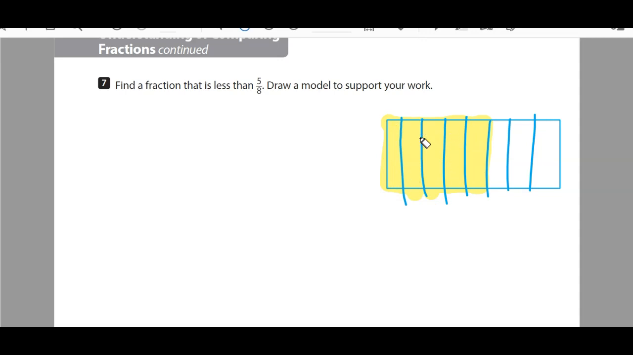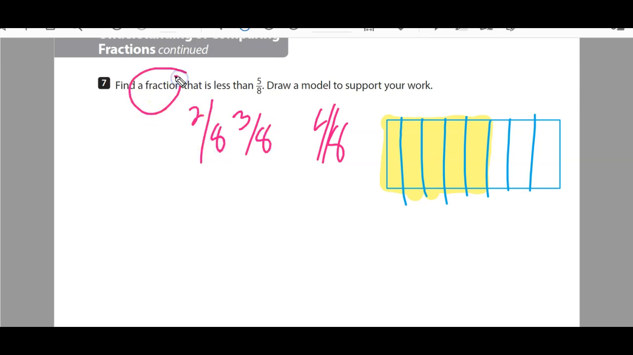But I need to find a fraction that's less than that, right? So what could be something that's less than 5/8? 4/8. What else? 3/8. What else? 2/8. It says to find a fraction, so I'll need 1. Is this right? 6/8? No.